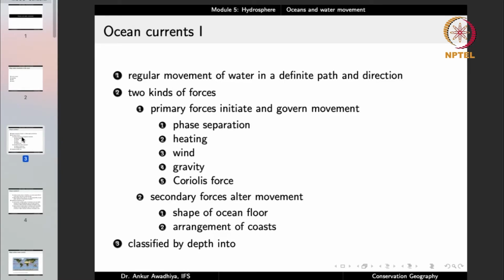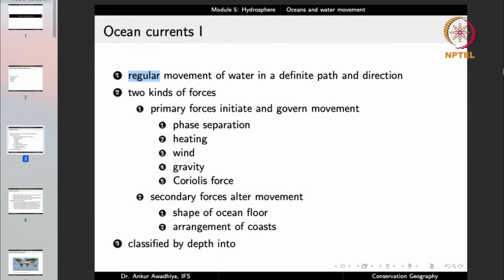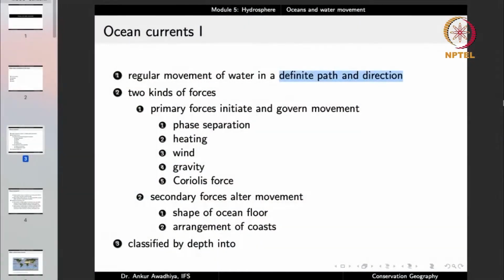Ocean currents are defined as regular movement of water in a definite path and direction. So it is a regular movement of water. It is not that the water moves at some times and does not move at other times. It is a regular continuous movement of water in a definite path and direction. So when we talk about ocean currents, we can tell the exact path and exact direction that water takes when it moves in the form of a current.